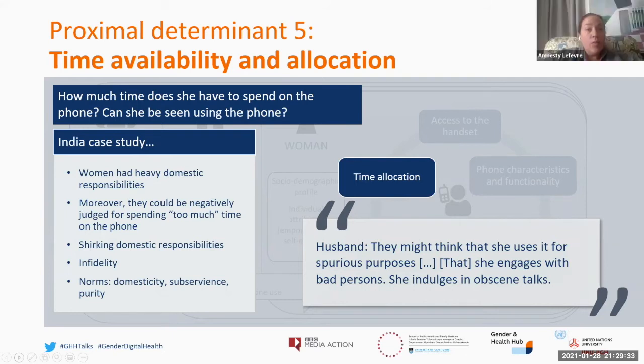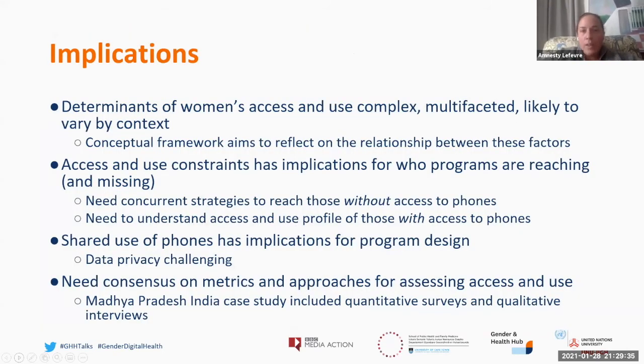Thanks, Kerry. Video slide for me, please. Thank you. Great. In our closing slide, we wanted to reflect on the implications of our discussion today. Overall, we sought to present a framework which captures the relationship between a range of proximal determinants. As we've seen, the factors underpinning access and use are complex, multifaceted, and likely to vary by context. However, access and use constraints have implications for who programs are reaching and who they're missing.